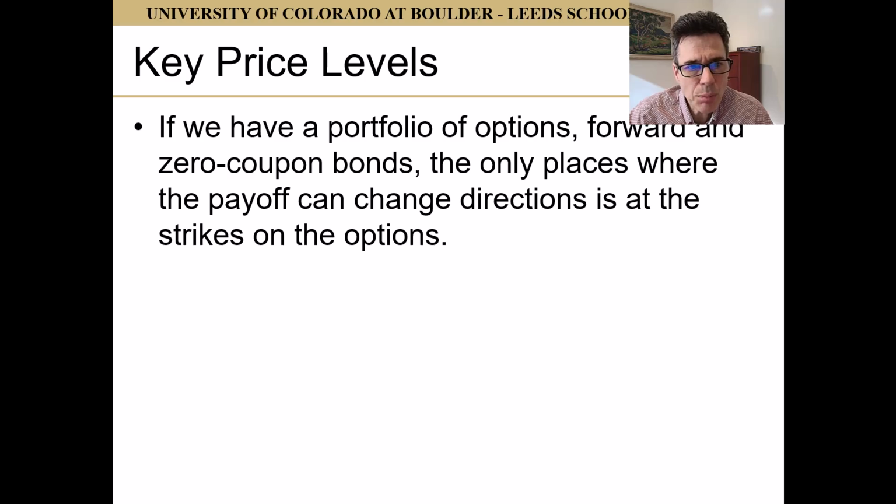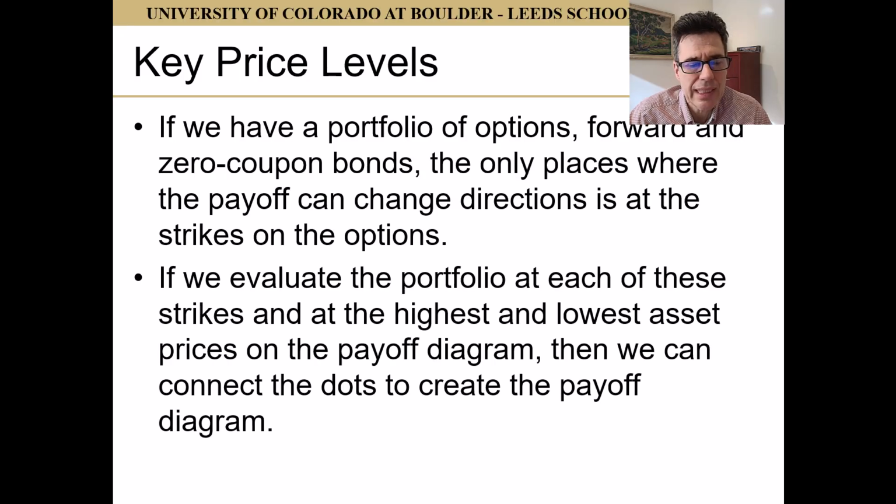So we have key price levels. If we have a portfolio of options, forwards, and zero coupon bonds, the only places where the payoff can change directions is at the strikes on the options. If we evaluate the portfolio at each of those strikes and at the highest and lowest asset prices on the payoff diagram, then we can connect the dots to create the payoff diagram.